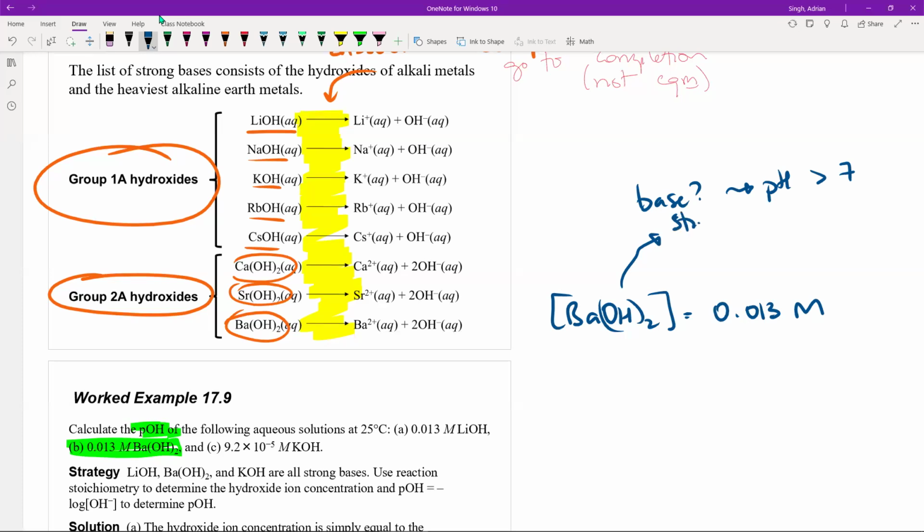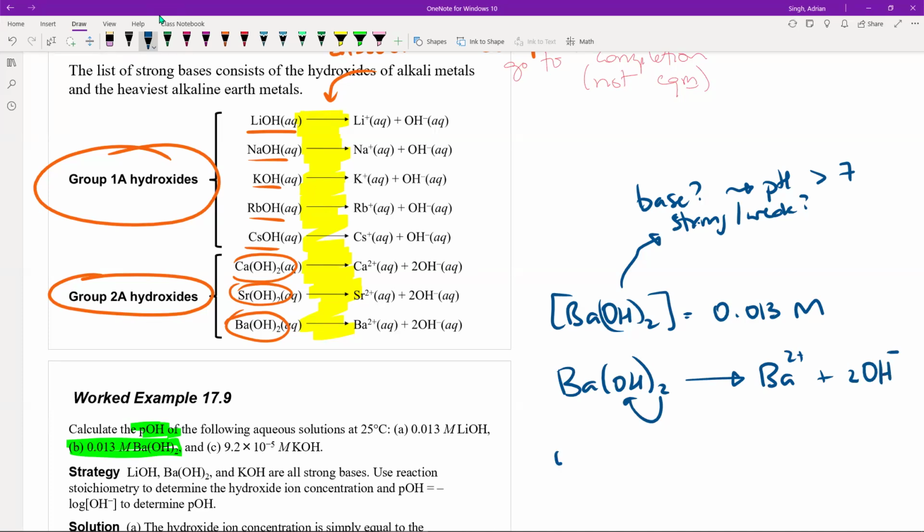Is it strong or is it weak? That's the second question. It belongs to the group 2A metal hydroxide, so it's a strong base. So that's going to break apart then. We write the equation for this. When this dissociates, we get the barium ion, Ba2+, and then we get two hydroxides, so two OH- hydroxide ions. So if I start off with 0.013 molar of the barium hydroxide, again, according to the stoichiometry, you get a 1 to 2 ratio.